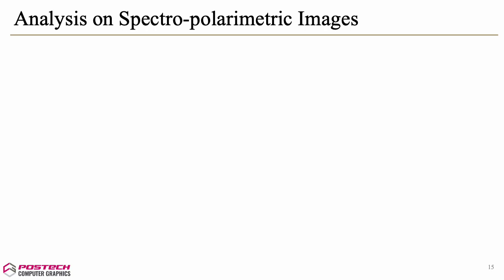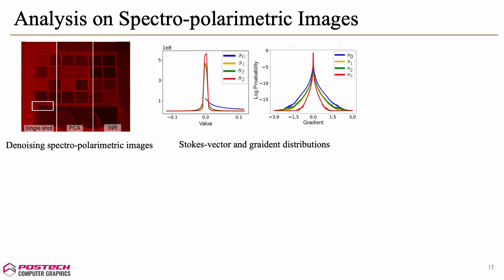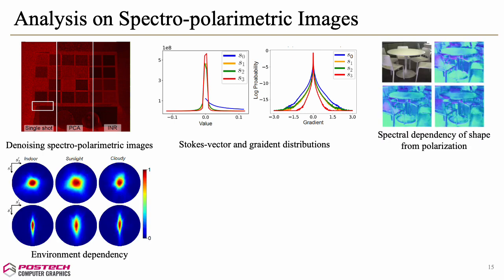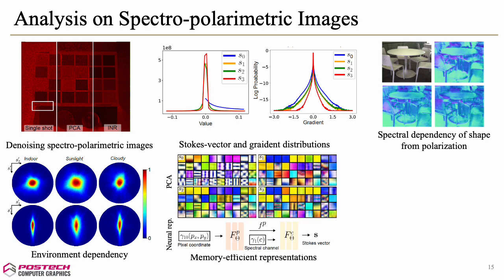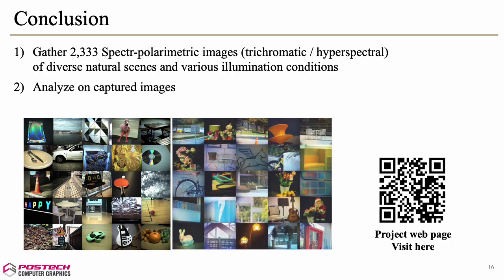We conducted several analyses on our spectro-polarimetric datasets, including denoising spectro-polarimetric images, Stokes vector and gradient distributions, spectral dependency of polarization, environment dependency, memory-efficient representation, and comparison of polarized and unpolarized light. Our dataset, containing large full Stokes data and captured in diverse environments, enables this intuitive analysis of the real world. We believe other vision applications and analysis can be achieved using our datasets.